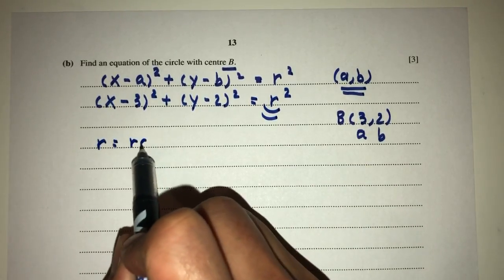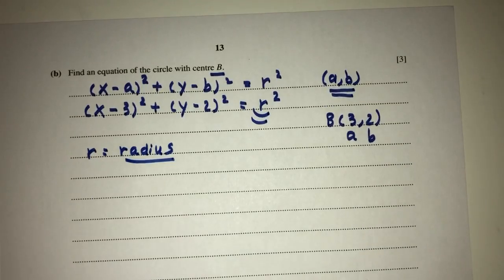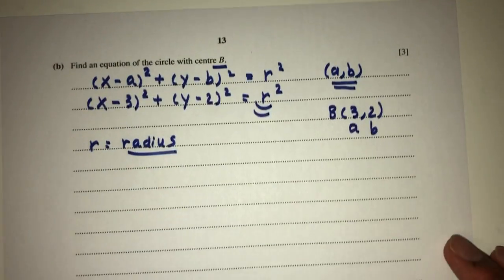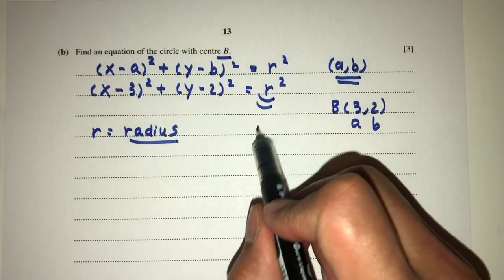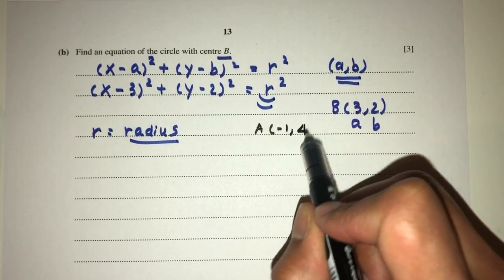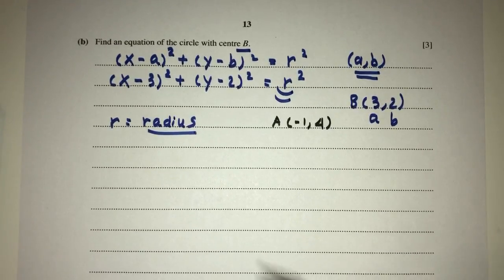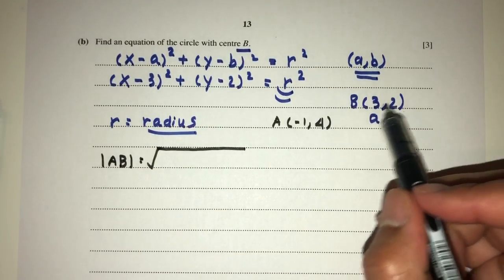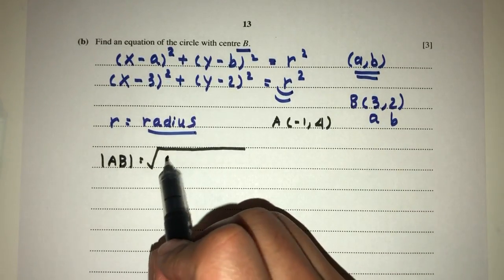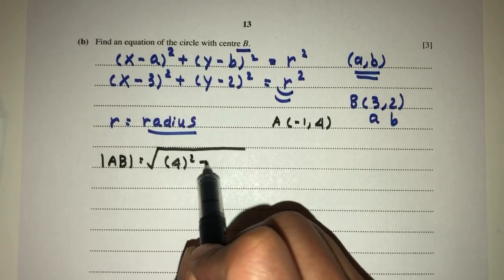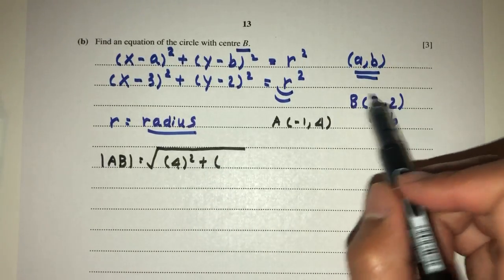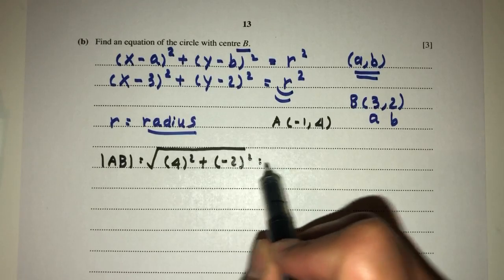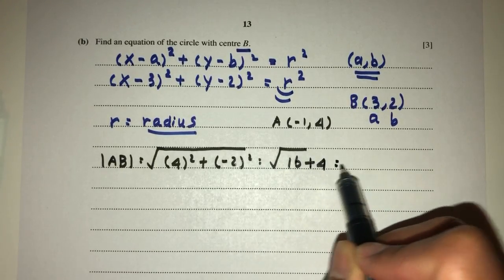Now r is the radius of the circle. How do you find the radius? If you observe, the radius here is the distance between A and B. We know the two points, A is given by (minus 1, 4), so you can find the distance pretty easily. Distance AB will be the square root of x2 minus x1, that is 3 minus minus 1, which is 4, squared, and then 2 minus 4 will be minus 2, squared. So root of 16 plus 4, that will be root of 20.